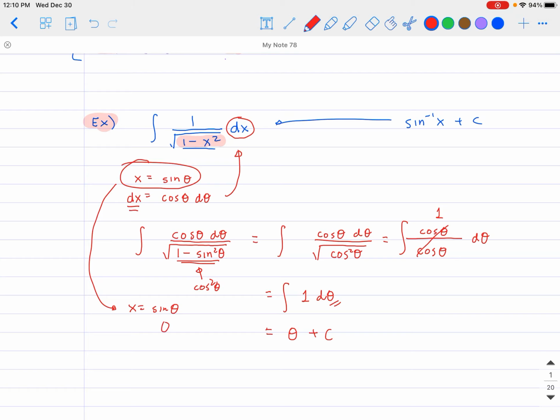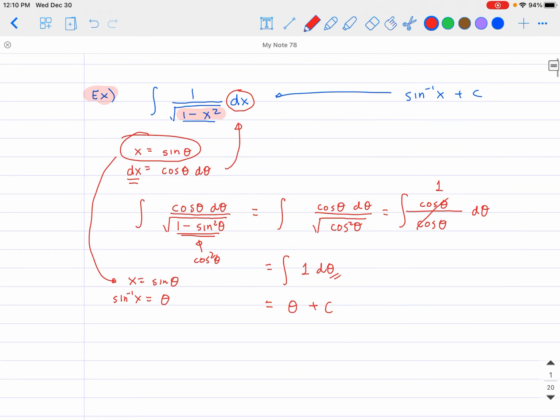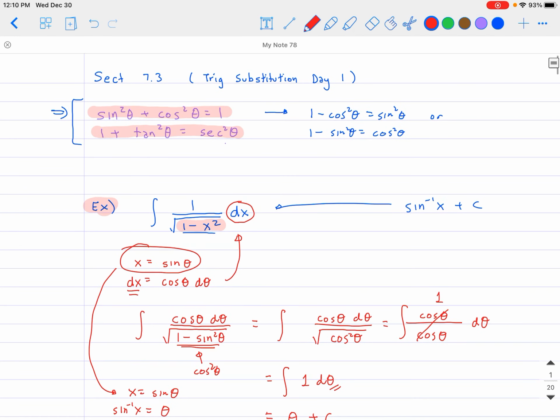So then that means if I want theta, theta is going to be equal to the sine inverse of x. So that right there is going to be my final answer. So this right here is the general idea behind the trig substitution. We're supposed to use one of those two identities and then make a replacement. So then that way we get a trig substitution. And it's going to be some sort of trig integration, just like in the last section, okay?